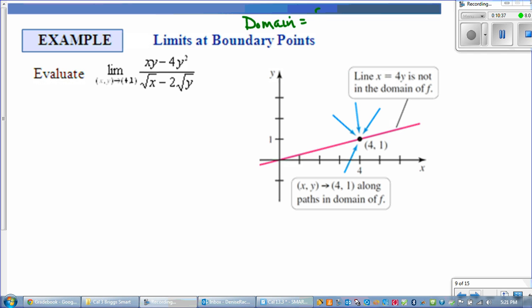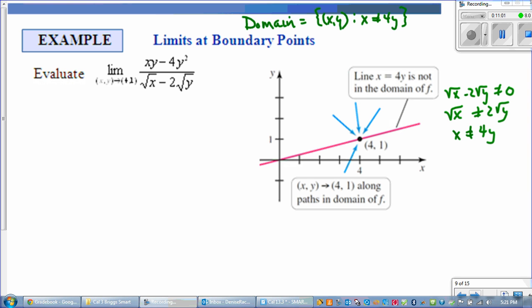is the set of all points (x, y) so that the square root of x minus 2 times the square root of y is not 0, which is equivalent to the square root of x not equaling 2 times the square root of y, or x not equaling 4y. So set of all points so that x is not 4y. So the domain consists of all the points in the xy plane except points on that line.